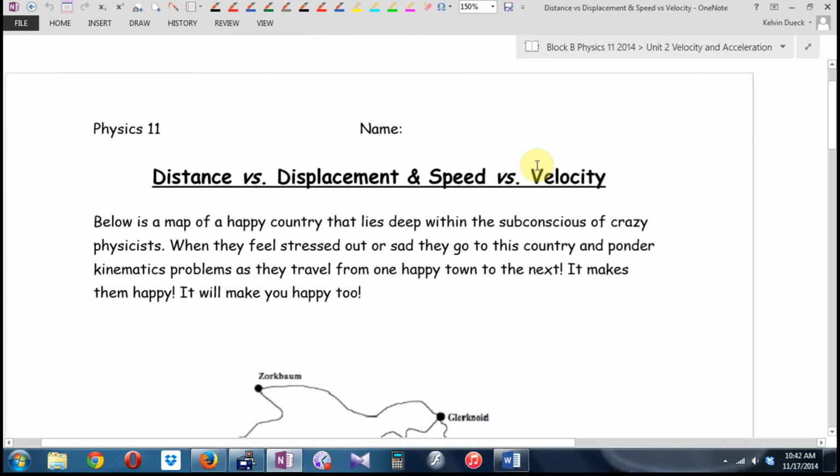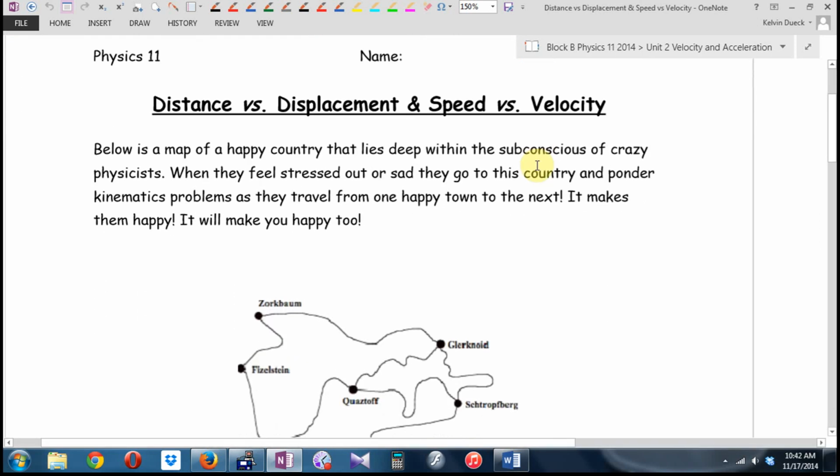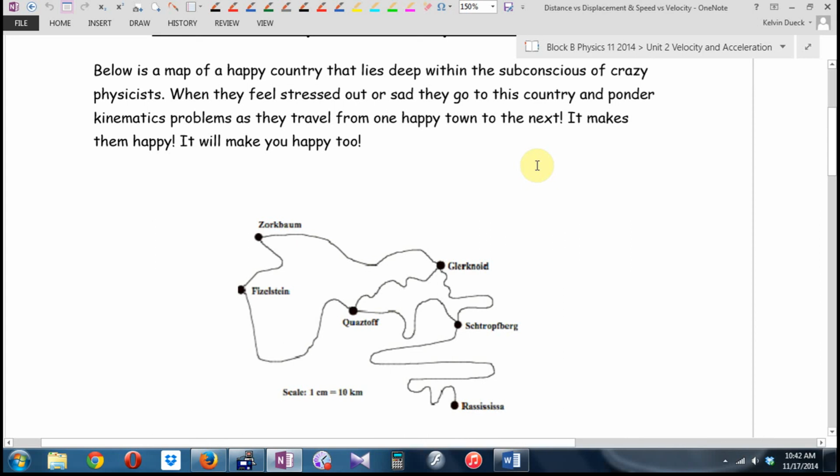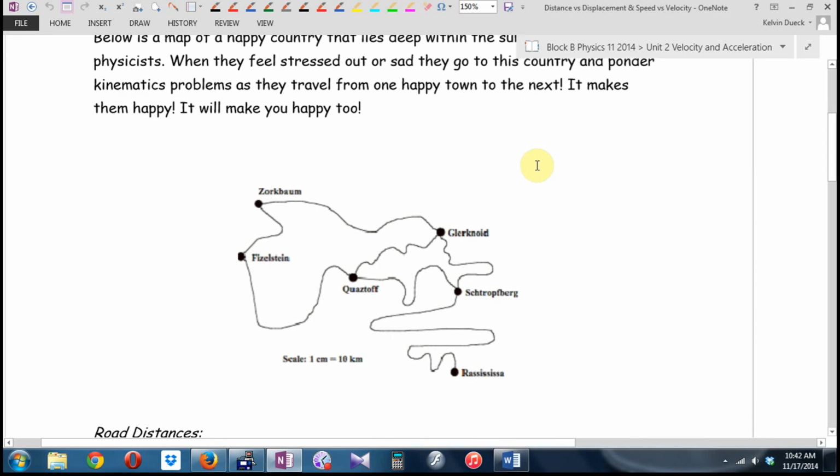So below is a map of a happy country that lies deep within the subconscious of crazy physicists. Whenever they feel stressed out, like you just did, or sad, they go to this country and they ponder kinematics problems as they travel from one happy town to the next.